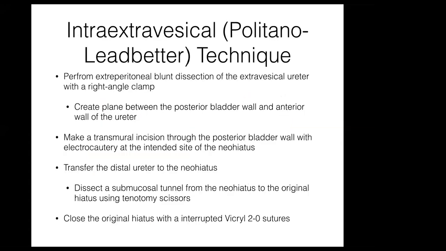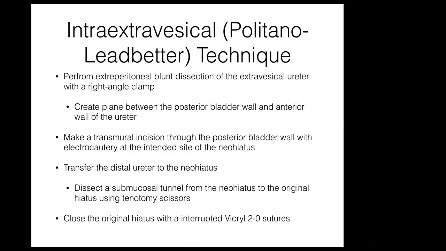Now you perform extraperitoneal blunt dissection of the extravesical ureter with a right angle clamp. You perform this by creating a plane between the posterior bladder wall and the anterior wall of the ureter. Then you make a transmural incision through the posterior bladder wall with electrocautery at the intended site of your neohiatus, or where your ureter will now enter into the bladder. You subsequently transfer the distal ureter to that neohiatus, and then you dissect a submucosal tunnel from the neohiatus to the original ureteral orifice using your tenotomy scissors.